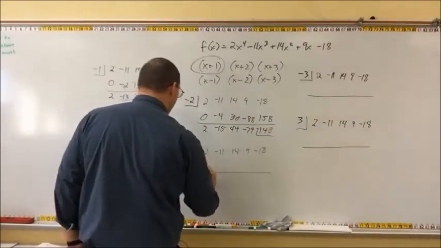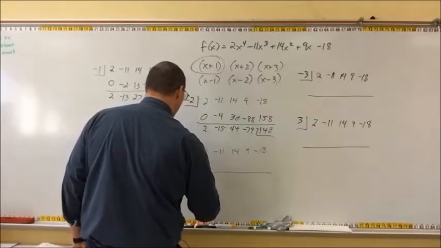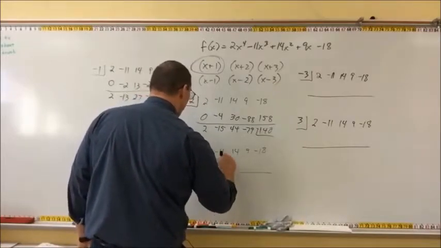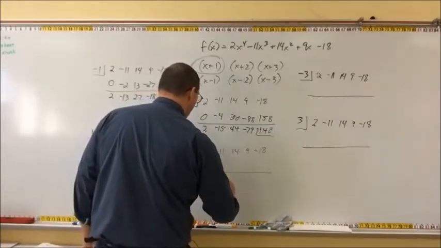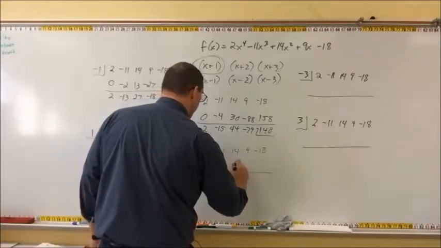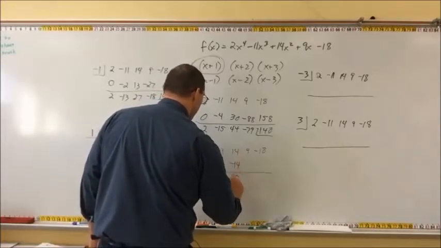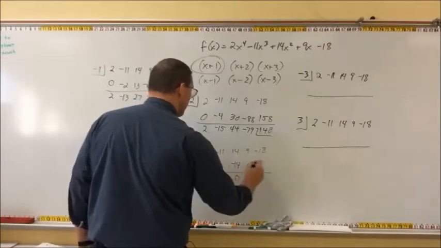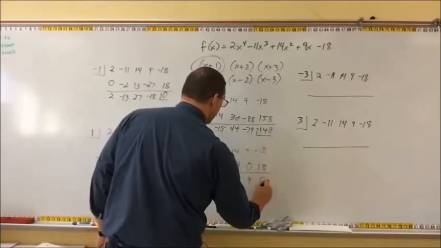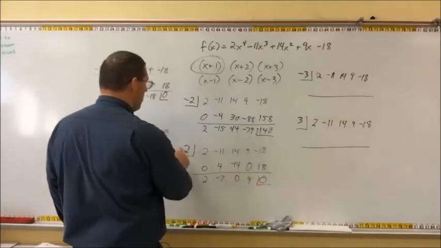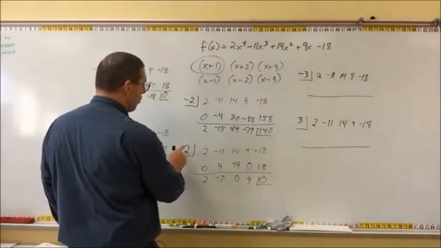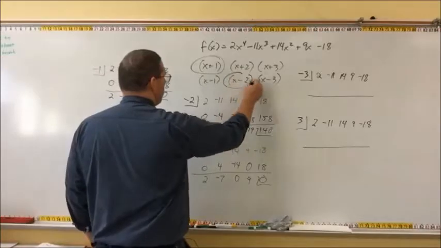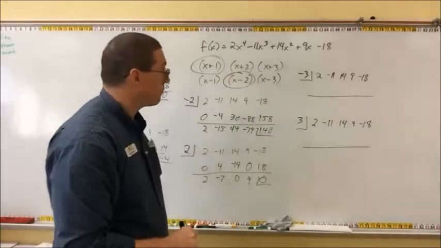So down here, we'll put a 0 here. 2 plus 0 is 2. 2 times 2 is 4. 4 minus 11 is negative 7. Times 2 is negative 14. Plus 14 is 0. 0 times 2 is 0. 9 plus 0 is 9. 9 times 2 is 18. Minus 18 is 0. Remainder of 0, that means that the factor that goes with a root of 2, that's x minus 2, is a factor.